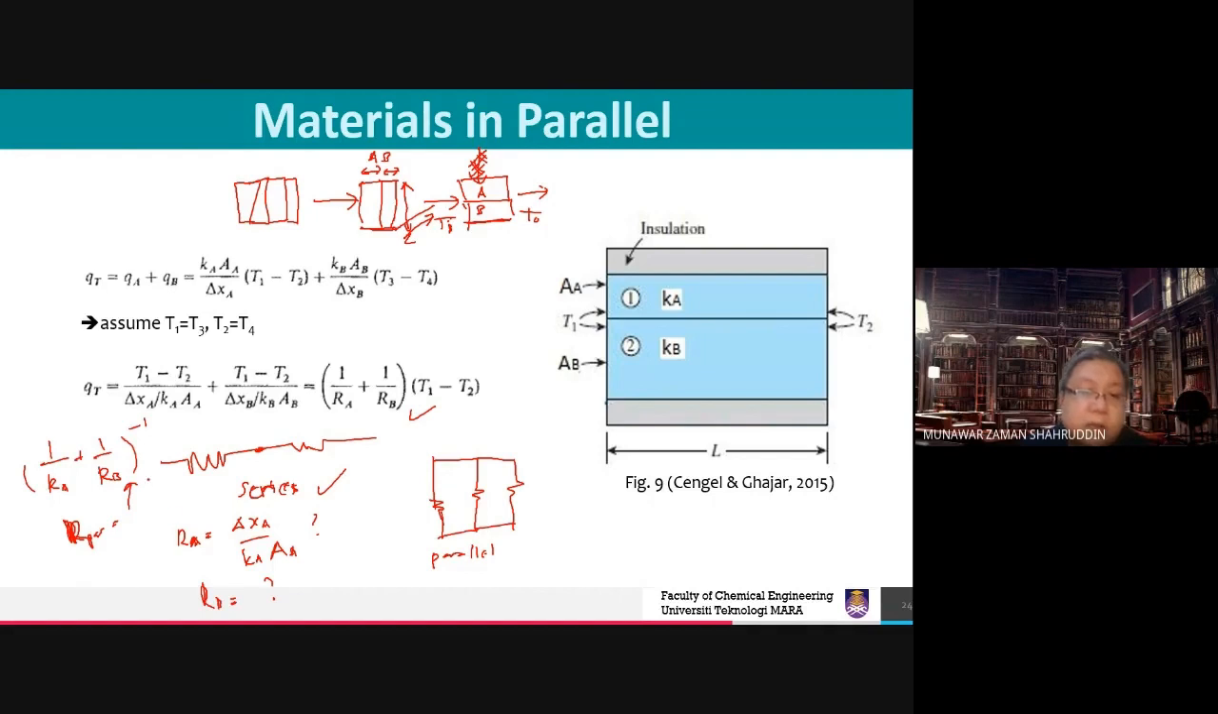But in the end, you take this R as over T1 minus T2. So this equation is as good as this one actually. That is why the equation ends up like this. So don't panic if you ever meet this kind of equation, this system. And then what you have to do is determine RA and RB first. Then we start doing it.